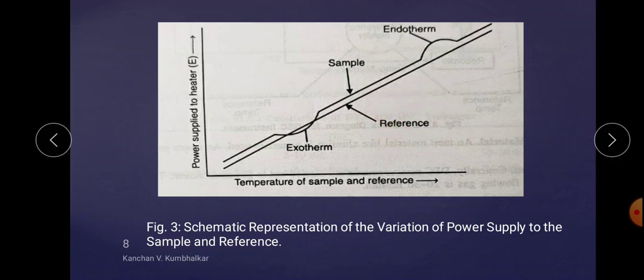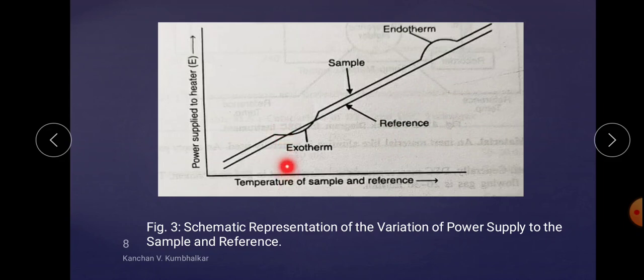With respect to temperature, at a particular level, the reference compound is not affected by the temperature. At any range, it is not affected by temperature. We are taking alumina as a reference compound. The temperature does not affect the reference compound. Only the sample gets affected by the temperature.